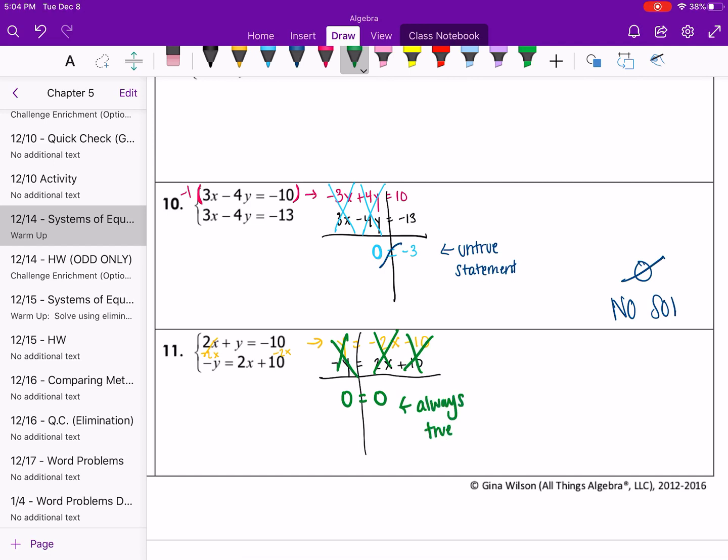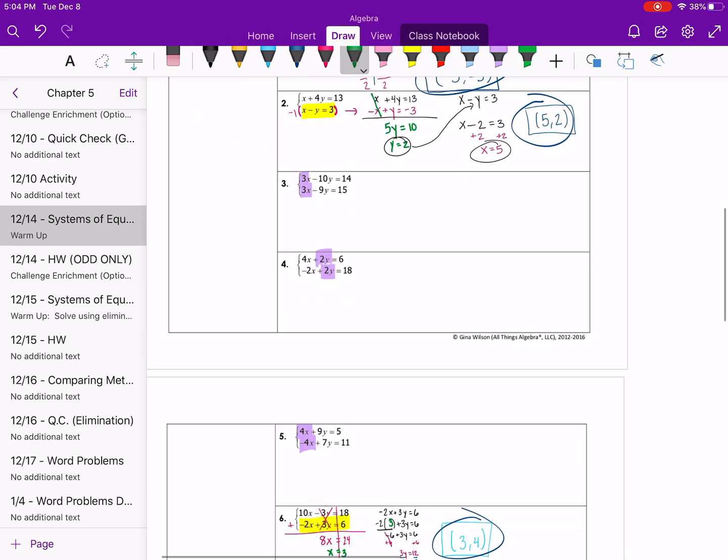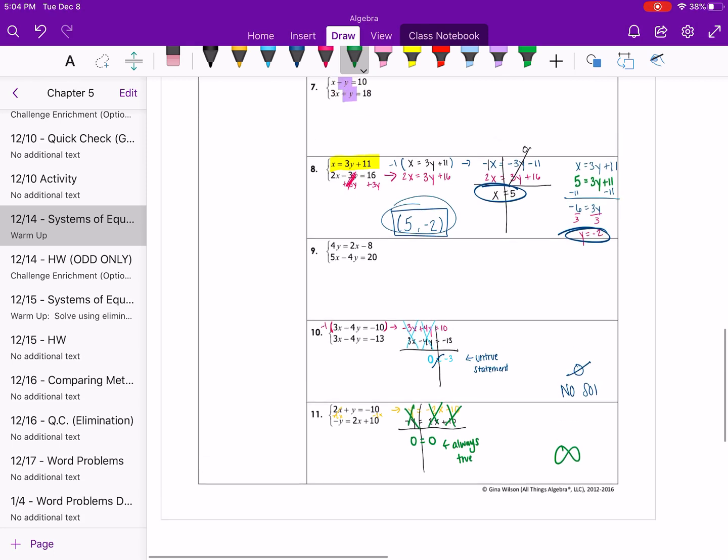It might not always be 0 equals 0. It could be like 5 equals 5 or something like that. Depends how you line it up. But if I end up with a statement that's always true, there's no variables, there's no changing it, that would be infinite solutions. Okay. So you've seen multiple examples of one solution. You've seen an example of none and infinite solutions.